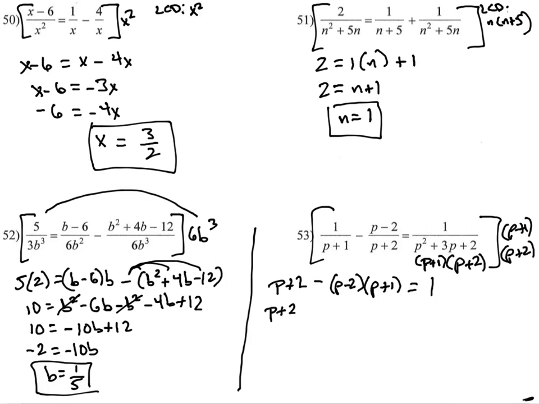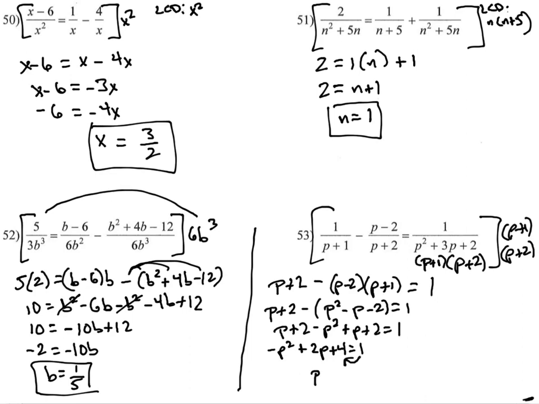So we have p plus 2 minus, parentheses, p squared plus 1p minus 2p is a minus p, minus 2. We need to distribute that negative. p plus 2 minus p squared plus p plus 2 equals 1. Combine like terms. Negative p squared plus 2p plus 4 equals 1. I'm going to subtract the 1 and change the signs everywhere. So we have positive p squared minus 2p minus 3 equals 0.